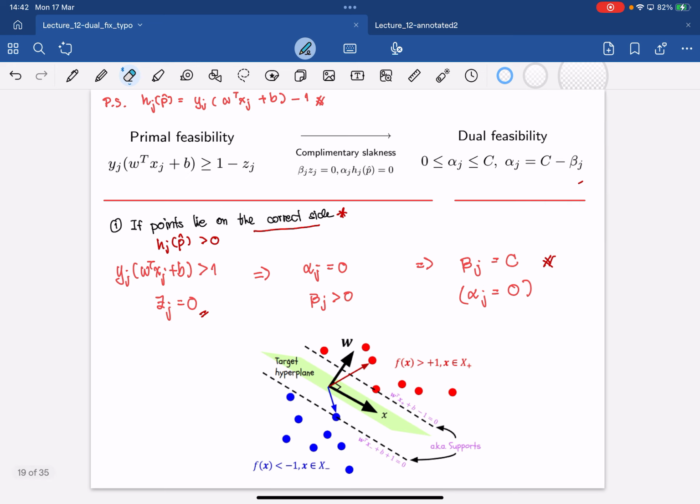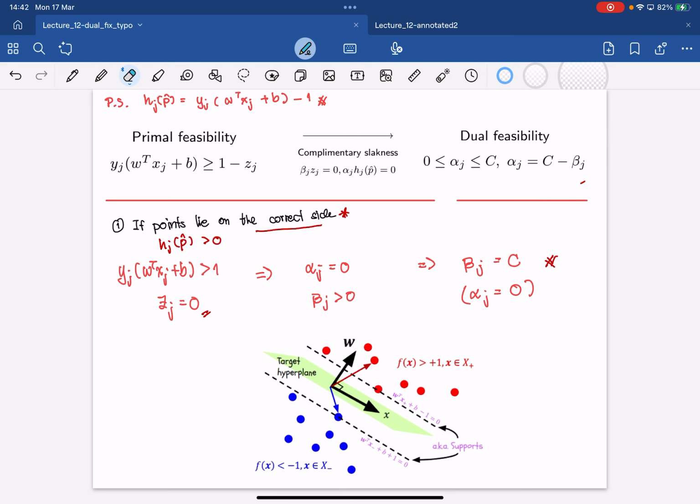Okay, firstly, if all the points lie on the correct side, as I mentioned before, we get h_j of p greater than 0, and we get zeta j equal to 0. If we want to satisfy complementary slackness, this means that for alpha j times h_j of p to equal 0, we need alpha j to be equal to 0. Meanwhile, beta j does not necessarily equal 0, it could be greater than 0. And if we plug that into the dual condition, we'll see that because alpha j equals 0, this means that beta j will have to be equal to C.